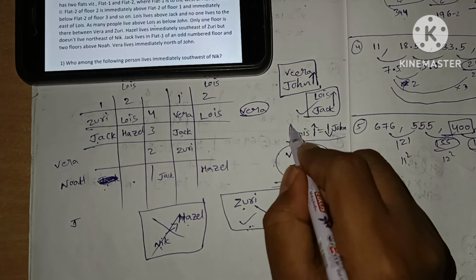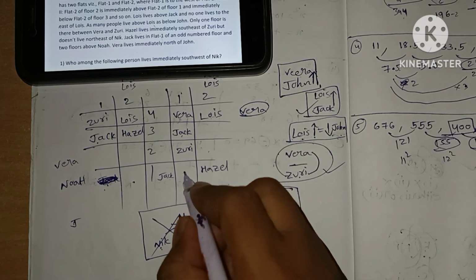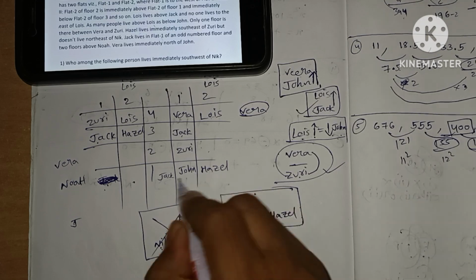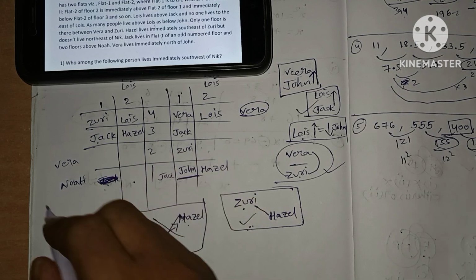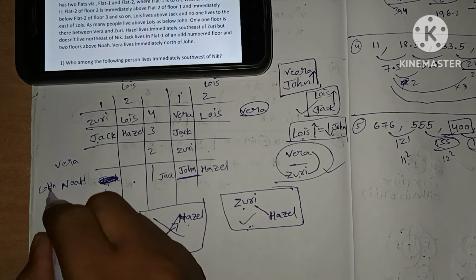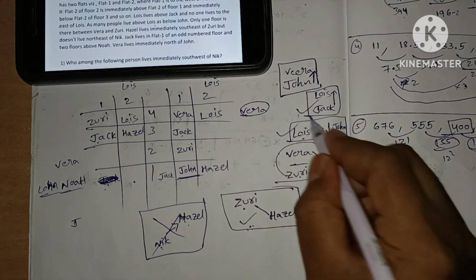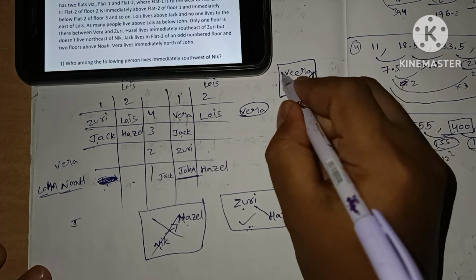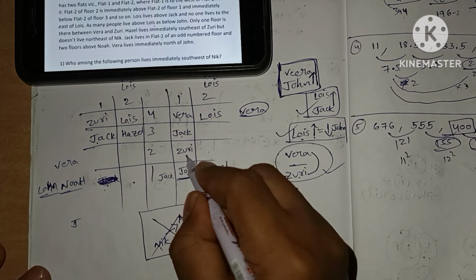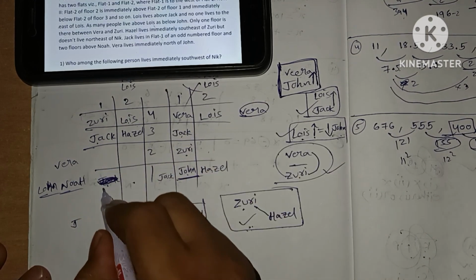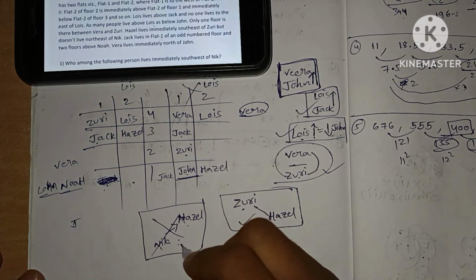So we are going to see this one. Louis above is same as John below. Louis in 4th floor. So John is in 1st floor. So only place for 1st floor is here. So John's place is here. John's place and Noah's place are in 1st floor. Okay, this statement is completed. We have a statement of John's immediately above person is Vera. So there is no place for Vera here. So this case fails.